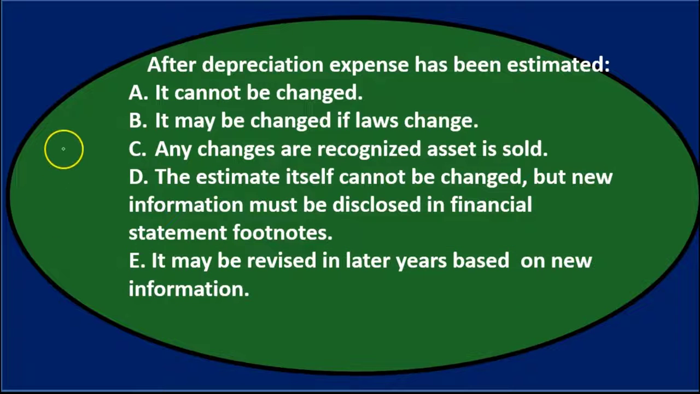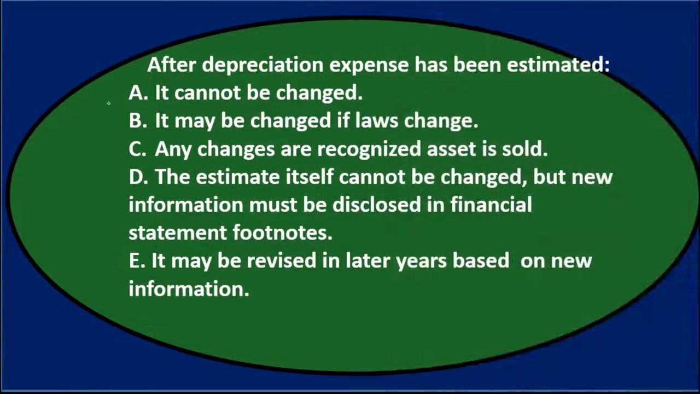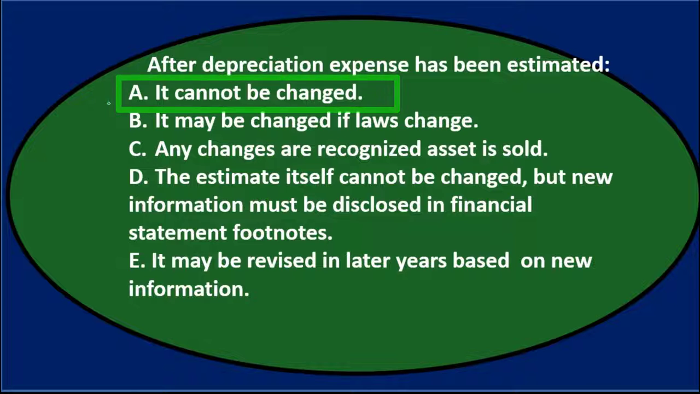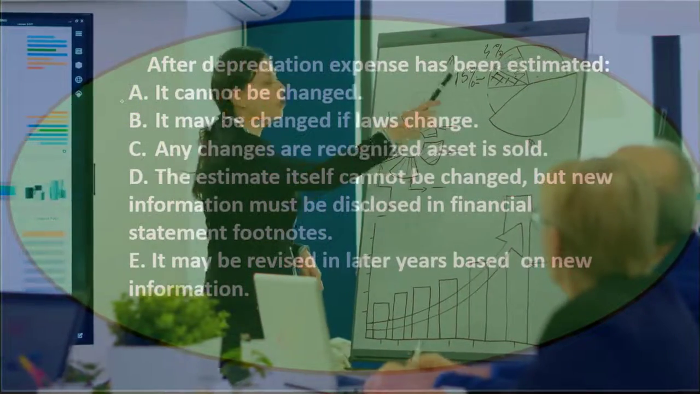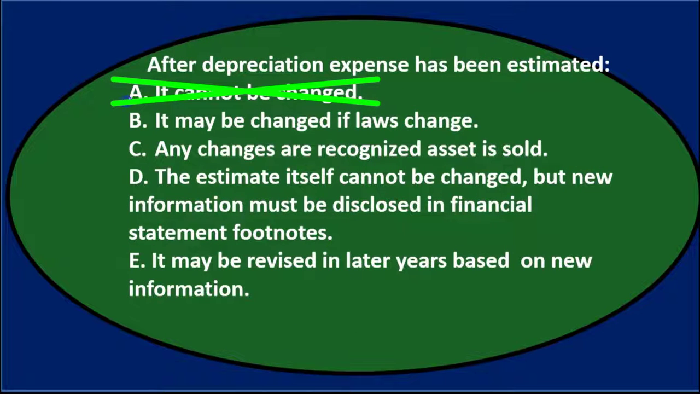So if we go through this again with the process of elimination, after depreciation expense has been estimated, A, it cannot be changed. Now, the problem with the estimate, of course, is that we're going to be recording depreciation over multiple years. And if we've already recorded depreciation in a few years, what happens if there's a change in the estimate after a few years and we still have a few years to go? Can we make a change? It would seem unreasonable that we can't make any change based on the estimate. So I would think that that's probably not the case.